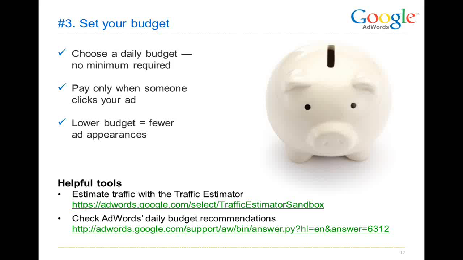The budget you choose should be an amount you're comfortable spending on AdWords each day, and you're also free to adjust your spending at any time. At the bottom of this slide are two resources that can help you with setting up your budget. The first is a tool to estimate the traffic that your ad's going to get, and the second is a link to information about AdWords daily budget recommendations. Using it, AdWords can suggest a budget for each of your campaigns to help you plan your spending, or you can even set your own. On to the next slide.